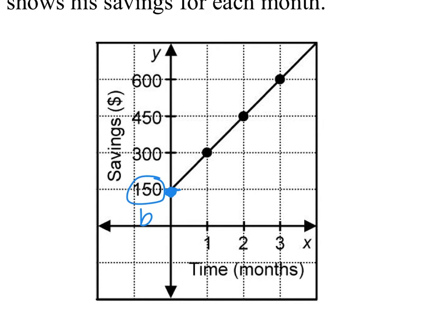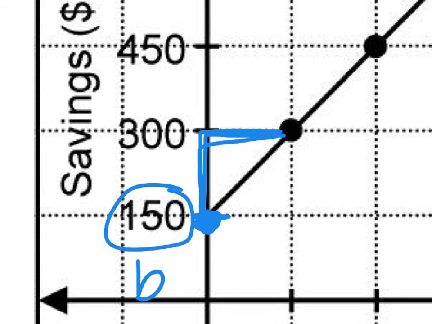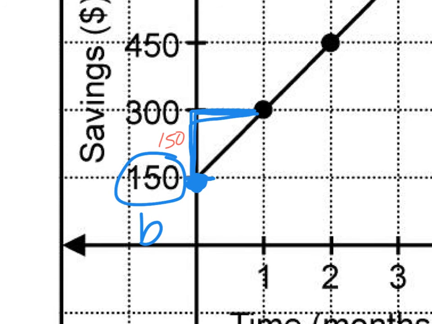For my next readable point, you can choose any point. I'm going to just choose the first one since it's readable because it falls on the grid. So for my rise, to go from 150 all the way up to 350 means that I rose 150. And how about my run? My run, I went from 0 to 1. So my run is 1.